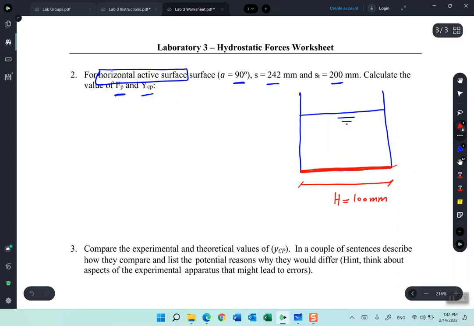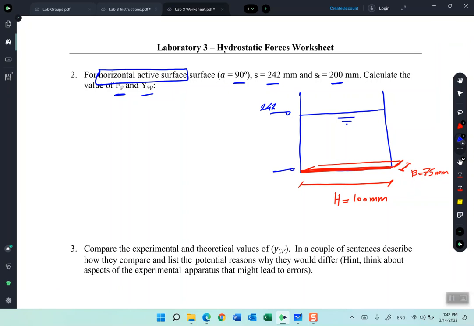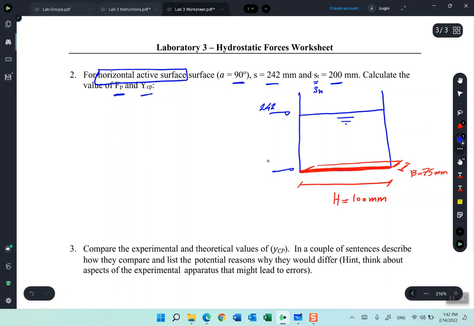And it also has a second dimension, which is the width, B, 75 millimeters, right? Nothing new now. Great, and here are the elevations. We have the water surface elevation at 242. The ST elevation, and just to remind you, in this case, ST equals SH, right? Because the surface is horizontal. ST equals SH, and both are equal to 200.